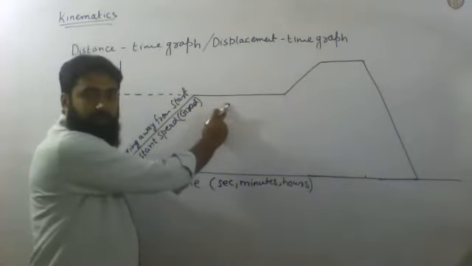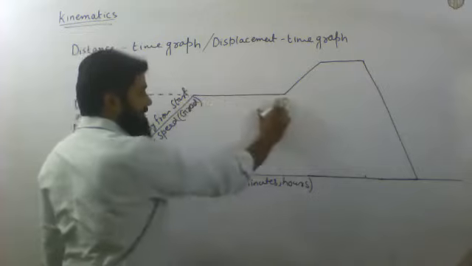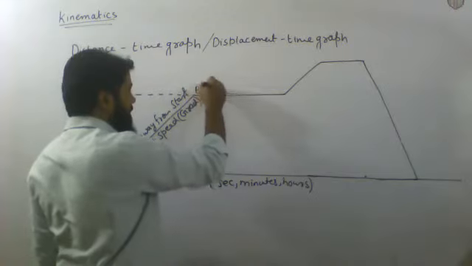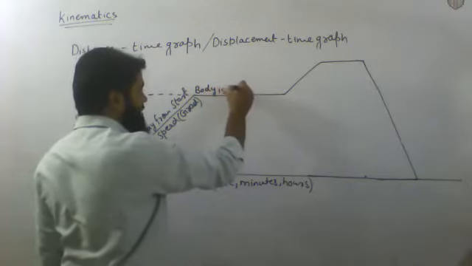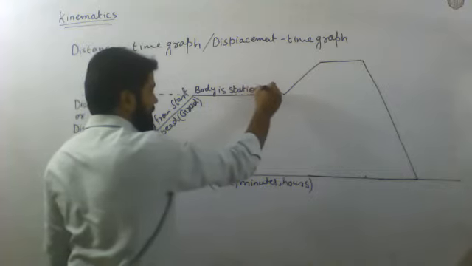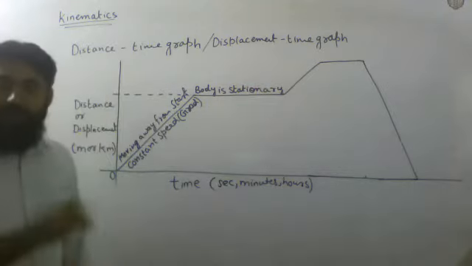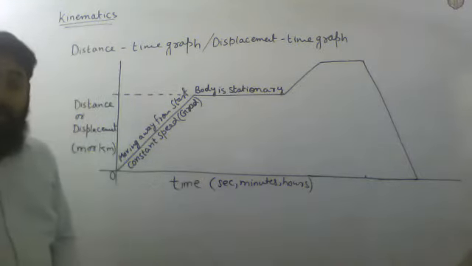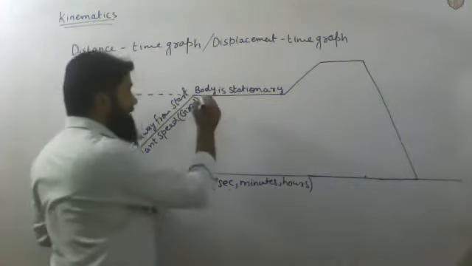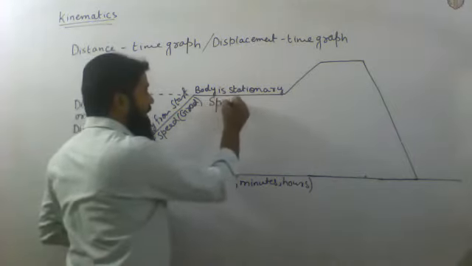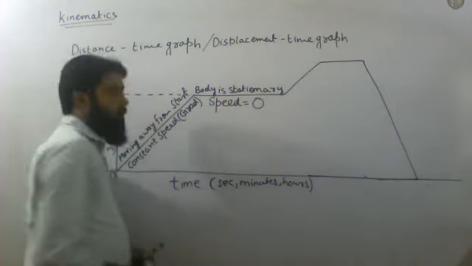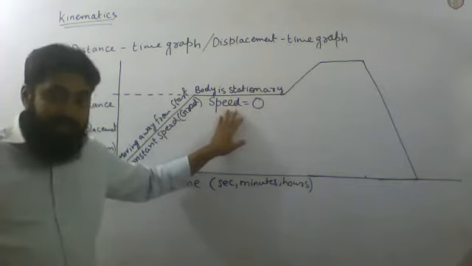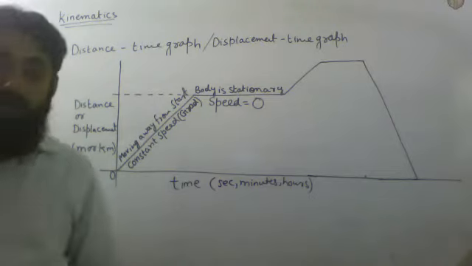When it comes to this line, as you can see, it's a horizontal line, which means the body is stationary. The body is not moving, not covering any distance. That's why the body is stationary, and when the body is stationary, the speed will be 0.